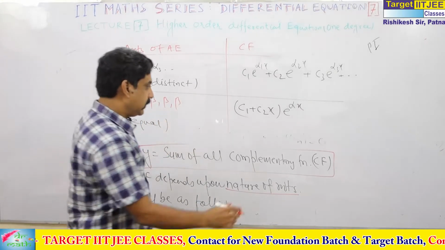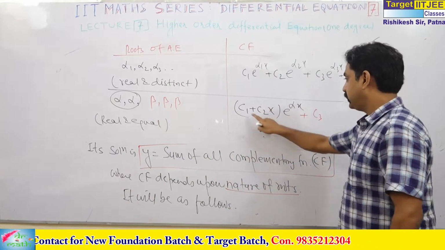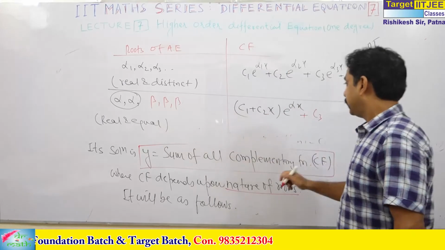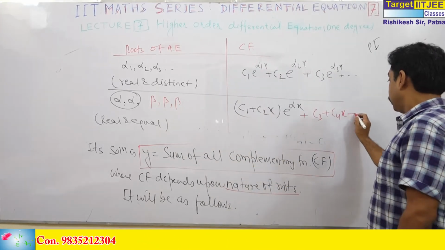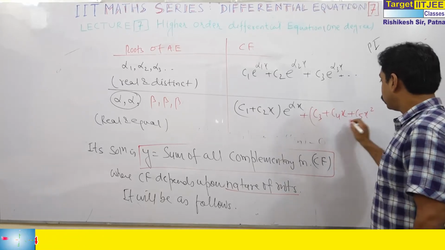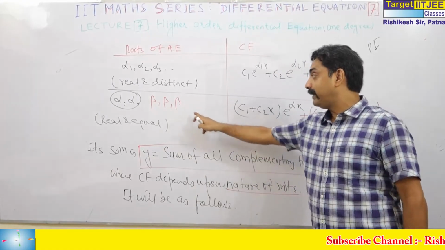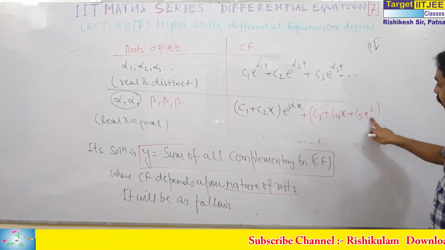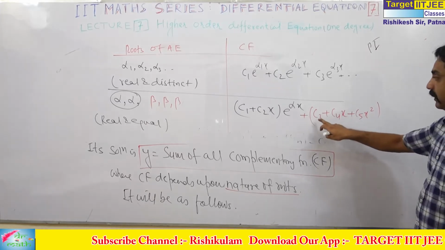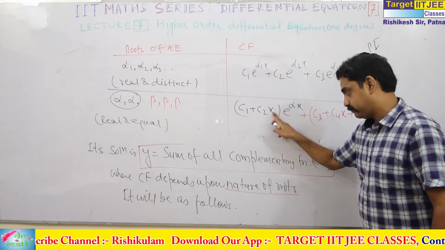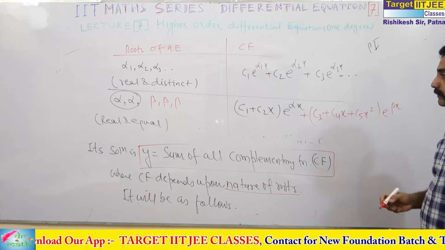For beta, beta, beta: for the first beta, this is C3, change the number. For the second beta, this is C4 x. For the third beta, this is C5 x squared. If there is one more beta, see the pattern, then I will write C6 x cubed. But there are three: start with constant, then power of x^1, power of x^2, multiplied by e^(beta x).